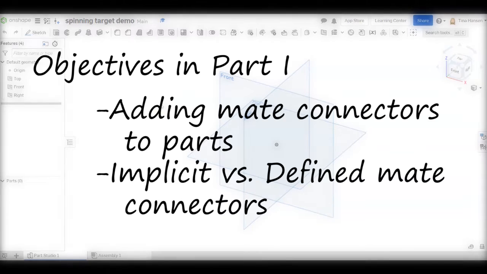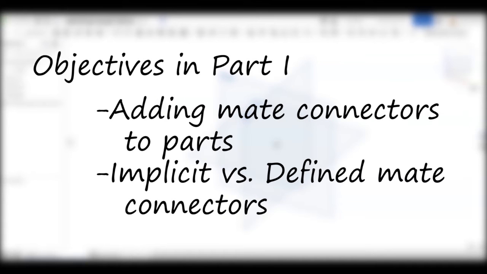Mate connectors are used to position parts and surfaces in assemblies. There are implicit mate connectors. Think of these as built-ins or default mate connectors. In this tutorial, we will demonstrate defining locations of mate connectors.